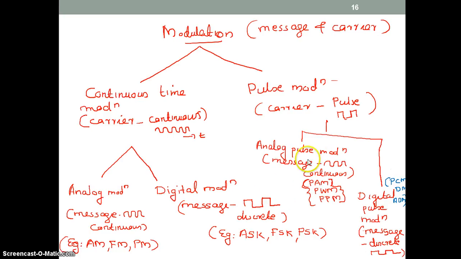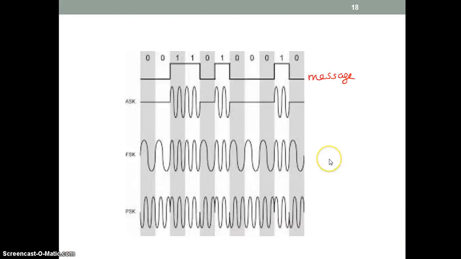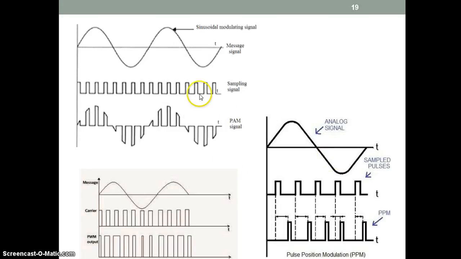So now we'll see the figure of analog pulse modulation. Message is continuous, carrier is pulse. See, this is PAM, pulse amplitude modulation. Look here, message signal is a low frequency continuous time signal and this is the carrier. You can see this is your message signal m(t) and this is the carrier signal c(t). See, pulse amplitude modulated signal. Amplitude of this carrier signal will vary according to the instantaneous amplitude of message signal. So it is the analog pulse modulation.